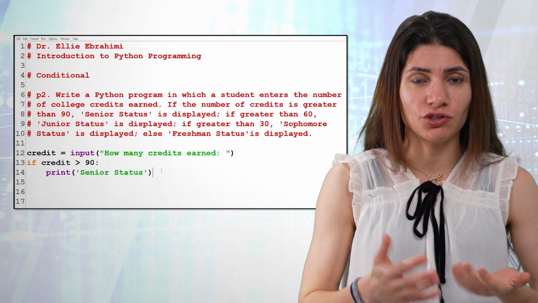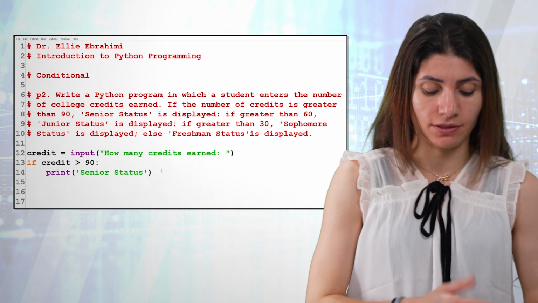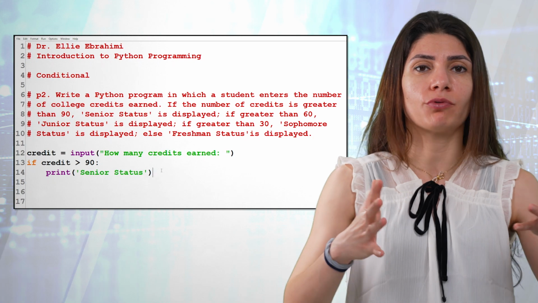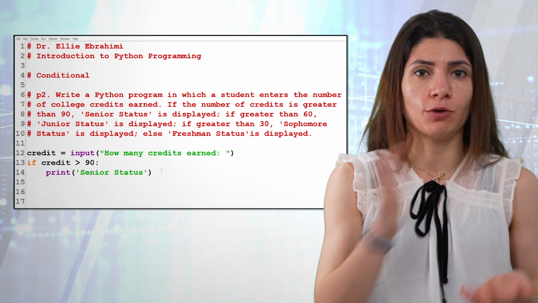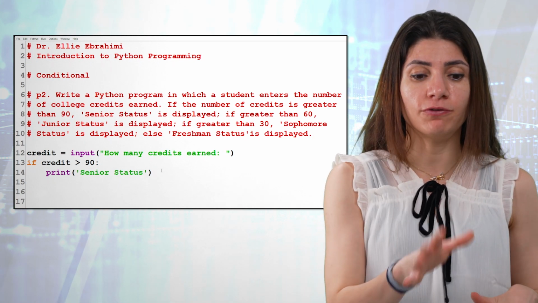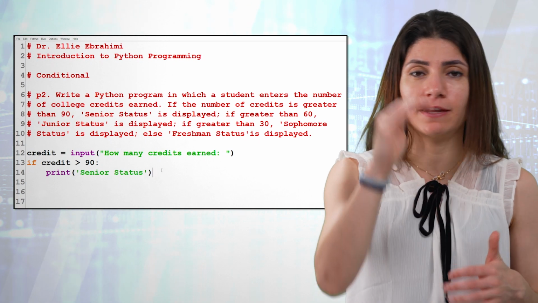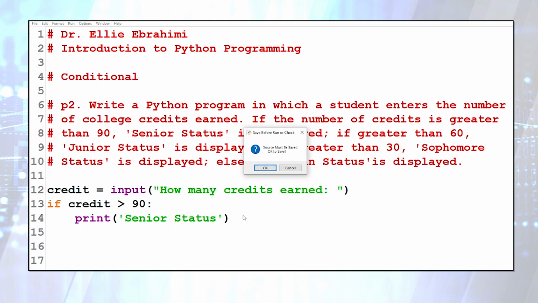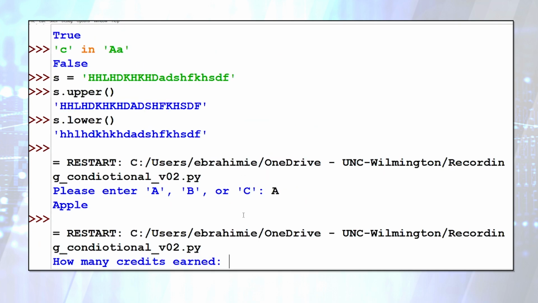So if there are any issues or problems, you can fix them, instead of adding so many things and then getting confused about what went wrong, and then when you figure out the problem, you have to change so many things. If you figure out the issue early, you can fix it, and then from that point, you can just do it the right way. So let's run this one. It's going to ask me how many credits earned, and I'm going to put 95. So I'm putting a number that is greater than 90. I expect to get senior standing, but let's see what happens.